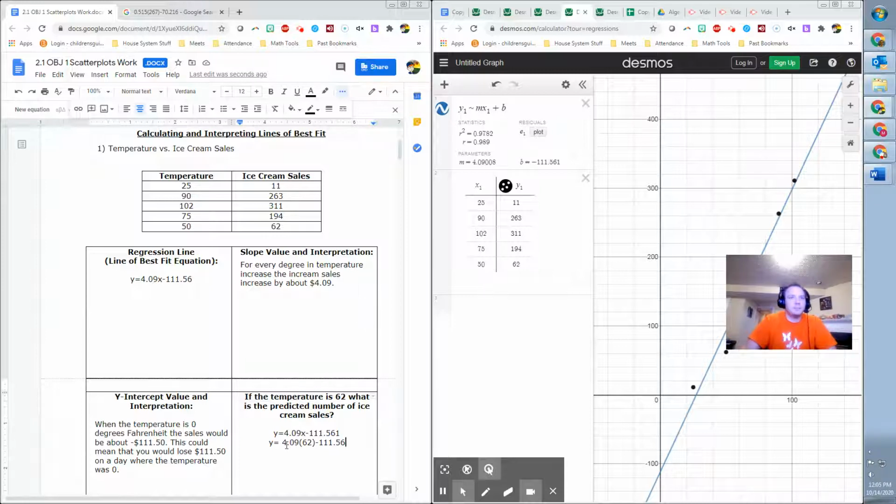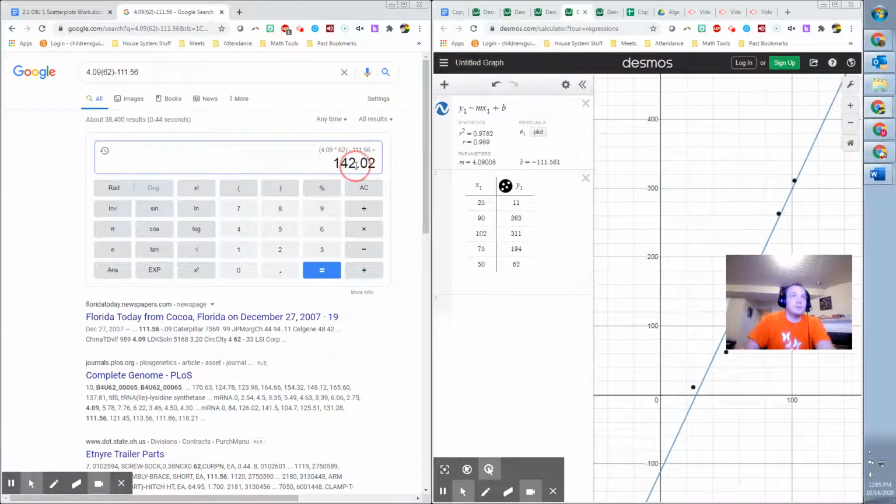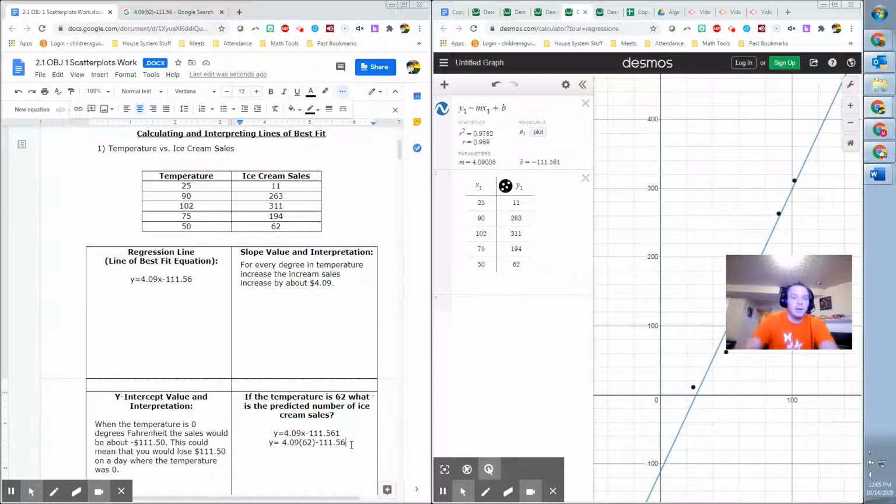All right, so for this, I could get a calculator out and do this. You could try and do it by hand, but if you go to a Google search and paste it in there, it tells you what this is. And this is 142. In terms of copying and pasting, you can select the text, Control C, and then y equals, Control Shift V, 142.